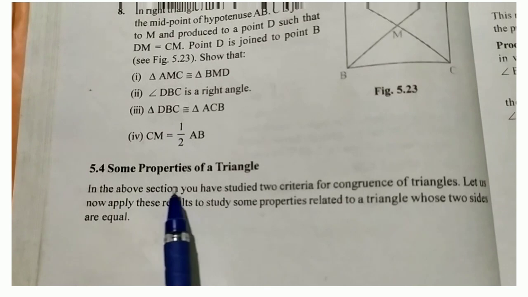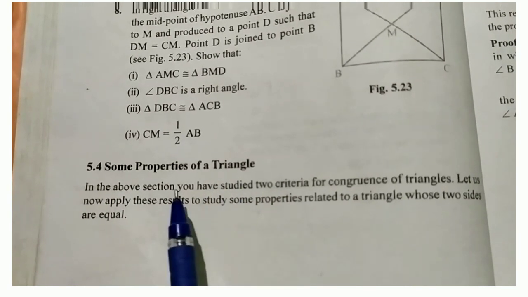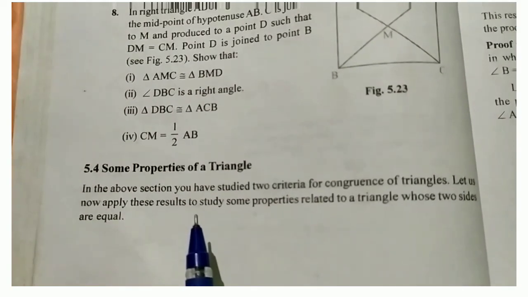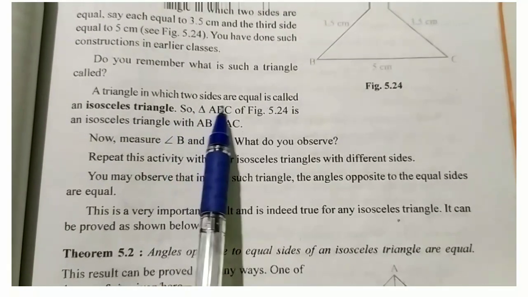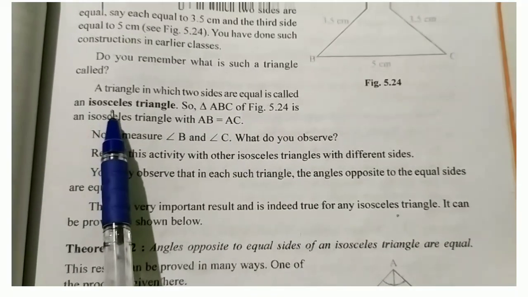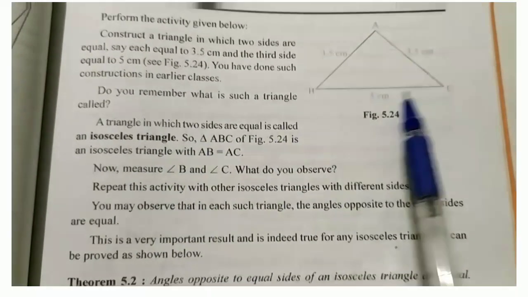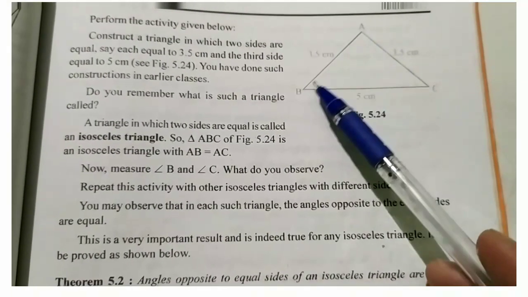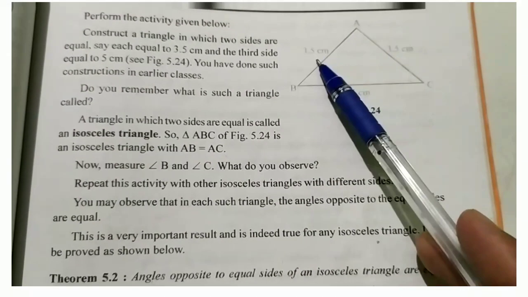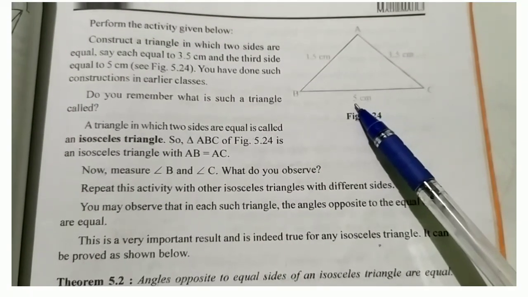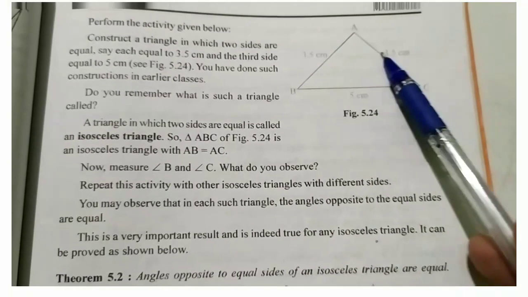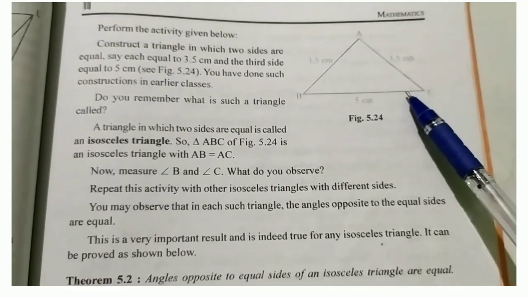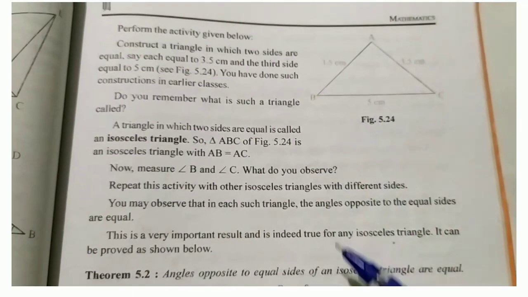The new concept: some more properties of triangles. Here we will study the isosceles triangle. What do you mean by an isosceles triangle? A triangle in which two sides are equal is called an isosceles triangle. Here I am taking the example ABC. In this triangle, AB equal to AC, both are 3.5 centimeters, and the other one is 5 centimeters. So two sides are equal. That's why you can say ABC is an isosceles triangle.